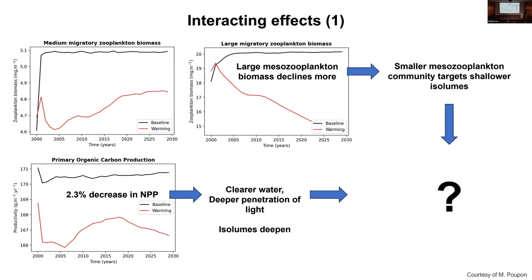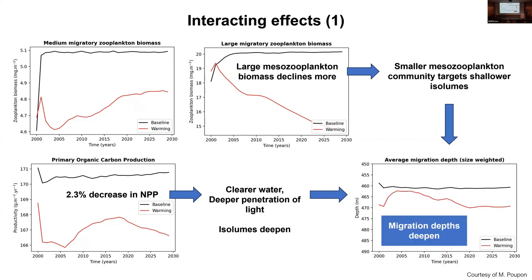This is where it gets really interesting, because it turns out that the effect of the isolume deepening is the stronger one. So even with a significant shift in the mesozooplankton community structure, we see the migration depths deepen. It's about 10 meters or so. Depending on how significant you think that is, we see a distinct deepening of the migration depth. So that's interacting effects 1.